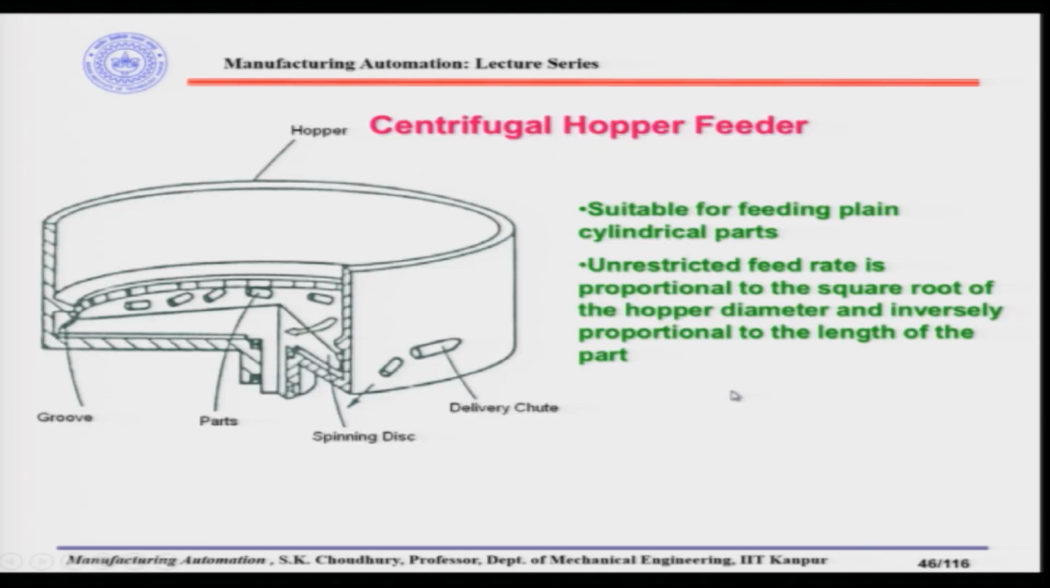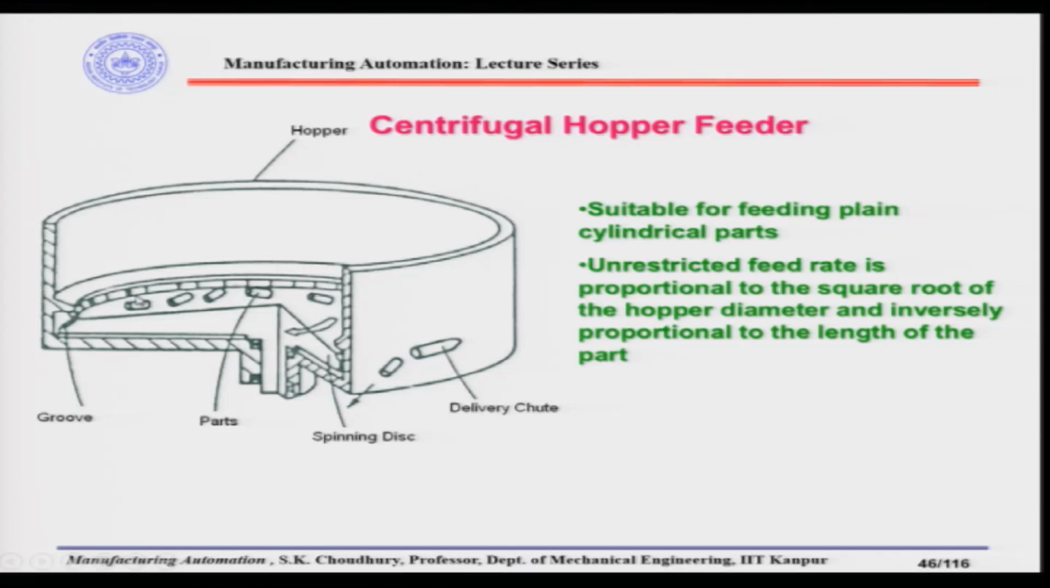Next we discuss the centrifugal hopper feeder. In the centrifugal hopper feeder we have the base which is rotating, and during the rotation the parts are given a centrifugal force. Because of the centrifugal force, the parts are nested in the slots which are located at the outer periphery of the inner disc, and when these slots are aligned to the delivery chute, the parts come out one by one. This is suitable for feeding plain cylindrical parts like the one shown here, and the unrestricted feed rate is proportional to the square root of the hopper diameter and inversely proportional to the length of the part, that we have actually seen in other feeders earlier also.